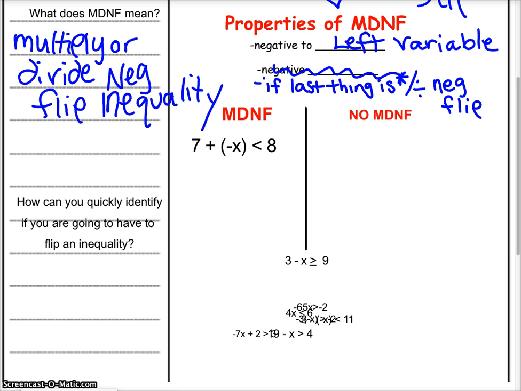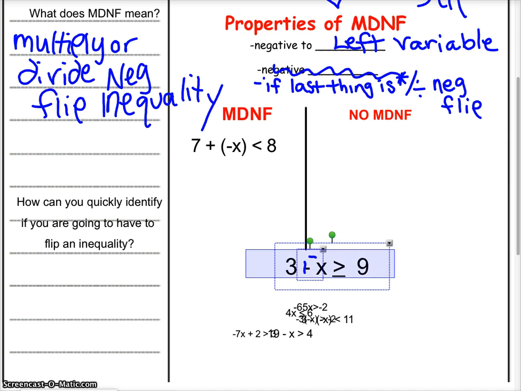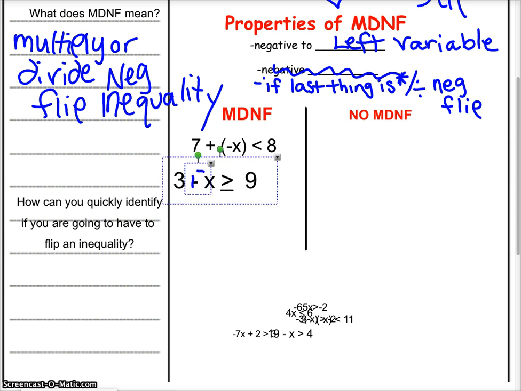Is there a negative to the left of this one? Yes or no? Yes, because this is like plus a negative x. That's a negative. The negative's to the left, which means in the end, I have to flip the inequality.